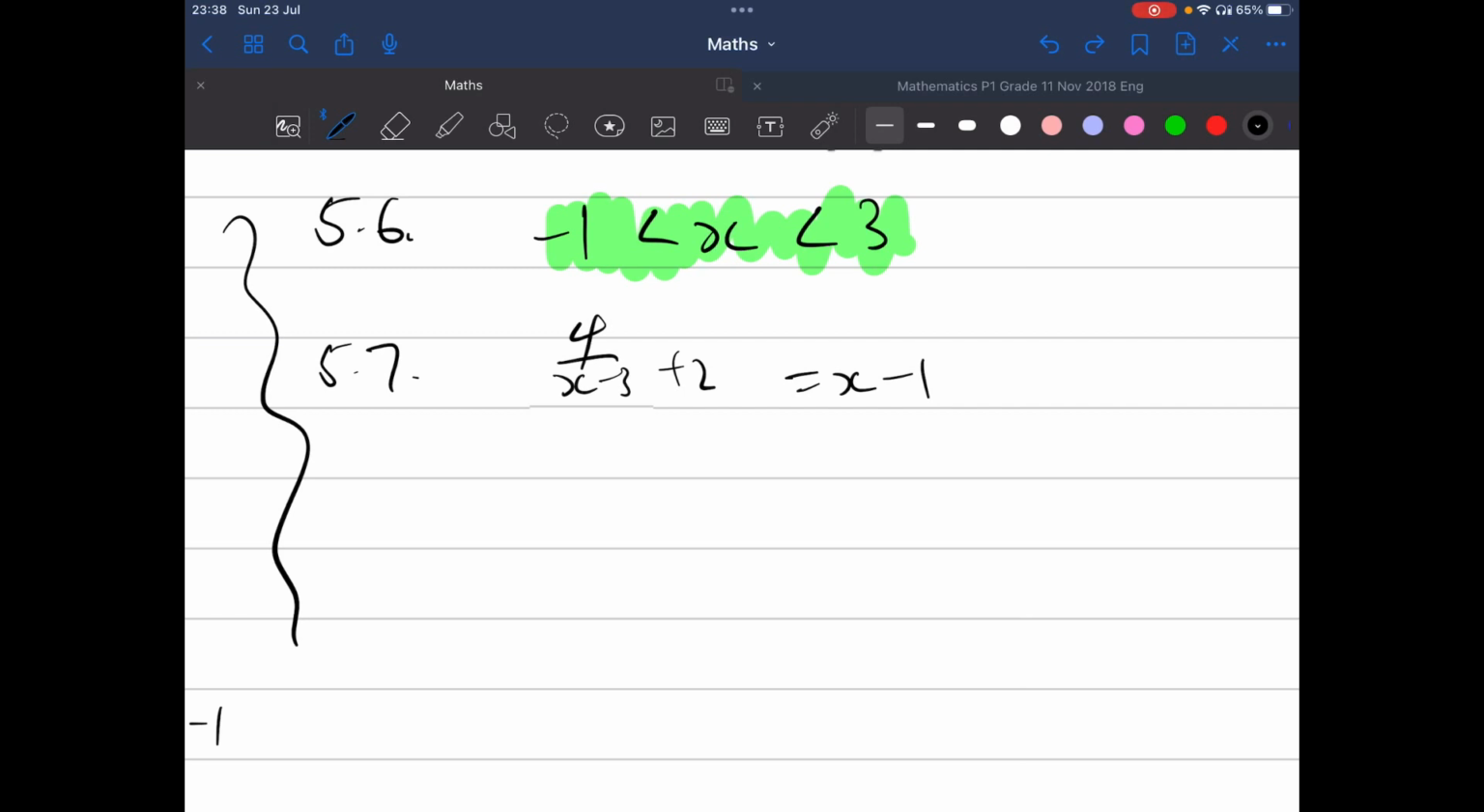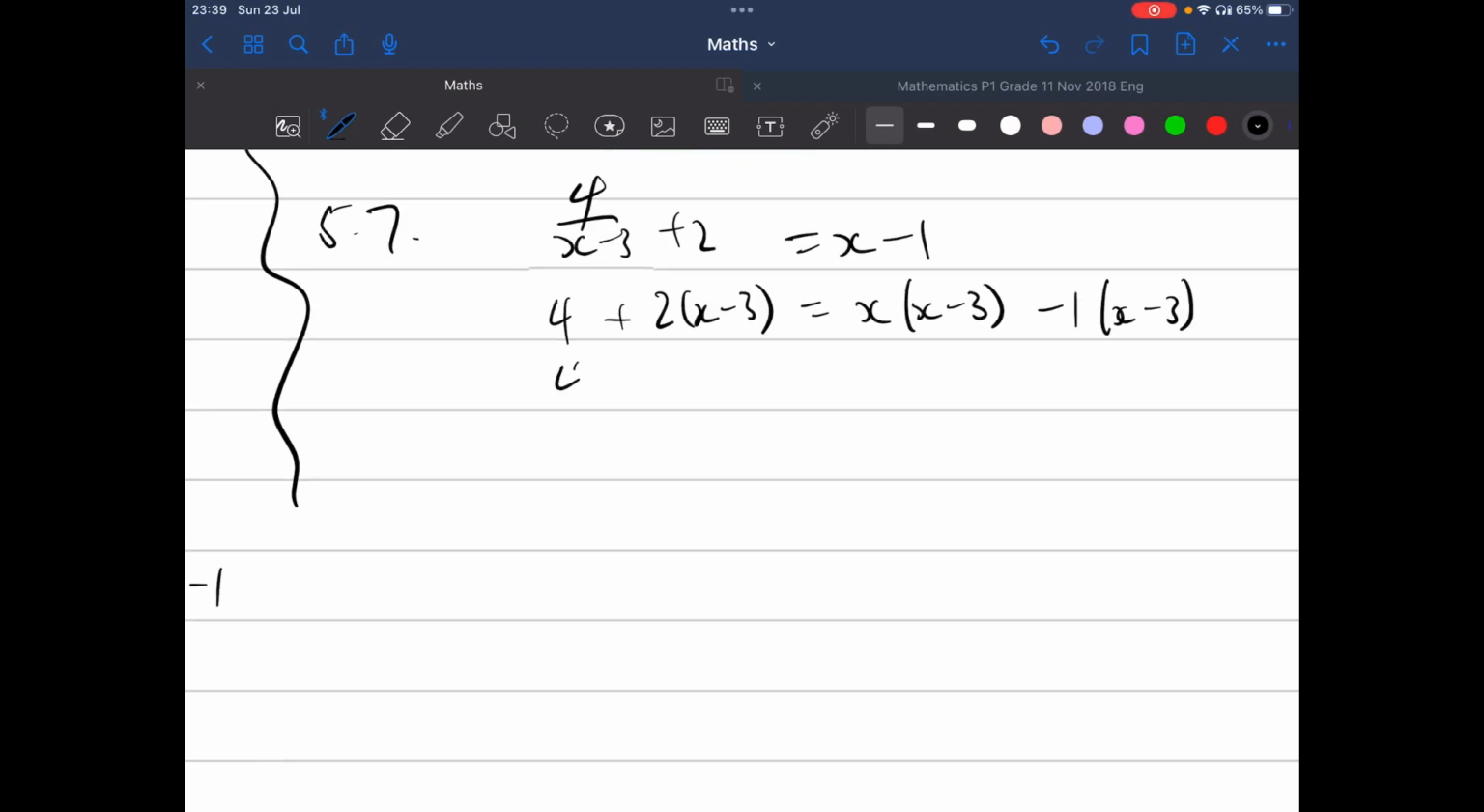So our equation for f of x was 4 over x minus 3 plus 2 equals x minus 1. Okay, so let's get rid of this denominator by multiplying it out. So I'll have 4 plus 2 times x minus 3 equals x times x minus 3 minus 1 times x minus 3. Okay, so I'll have 4 plus 2x minus 6 equals x squared minus 3x minus x plus 3.